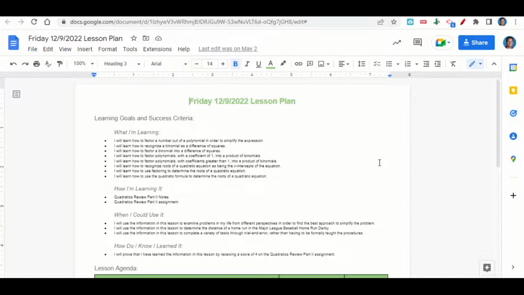When can we use this information? To examine problems in your life from different perspectives in order to find the best approach to simplify the problem, to determine the distance of a home run in the Major League Baseball Home Run Derby, and to complete a variety of tasks through trial and error rather than having to be formally taught the procedures.